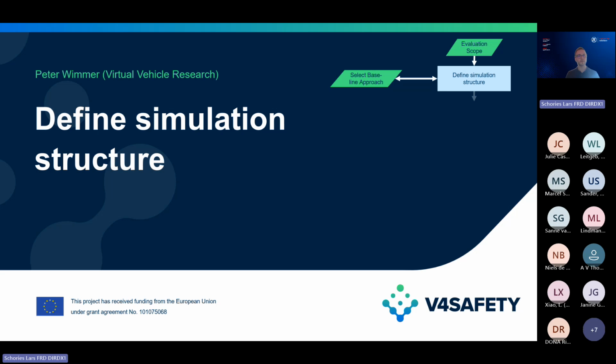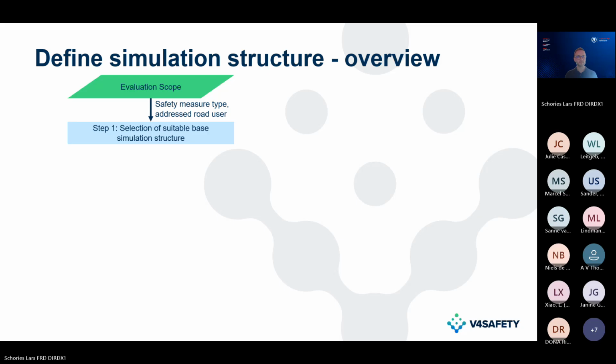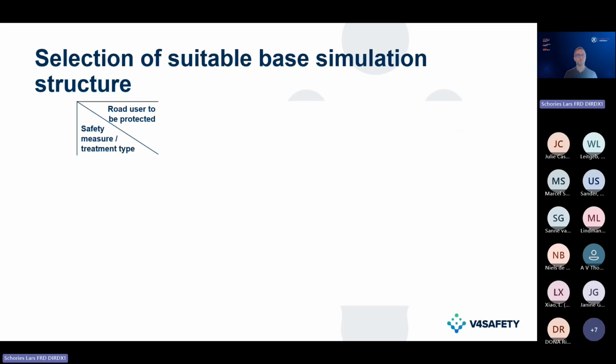So the defined simulation structure, how do we go with that? The first thing, as said, the evaluation scope. We have the safety measure type, the addressed road user. We need to select suitable simulation structures. And since we have quite a holistic point of view from the V4Safety and not just focus on in-vehicle safety measures, we have a bunch of so-called simulation clusters which can be used for the model selection approach.